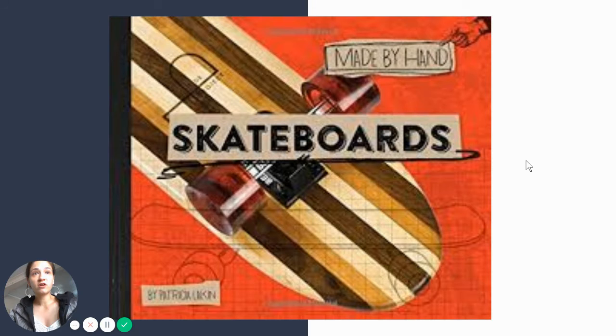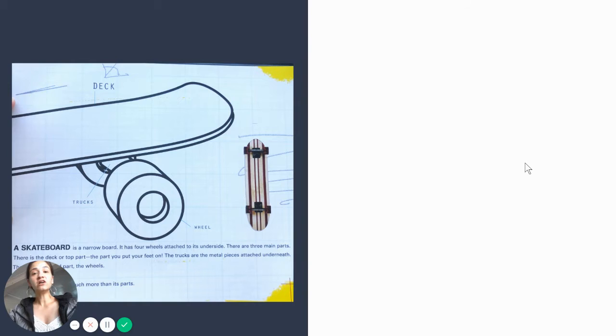So let's get started with our first example. Our first example is from the book Skateboards Made by Hand, which we all read a few weeks ago. So take a look at this graphic. What do you notice about it? This graphic is called a diagram. And what a diagram does is show parts of something or how something works. So in this case, we see the parts of a skateboard and also kind of how it works.